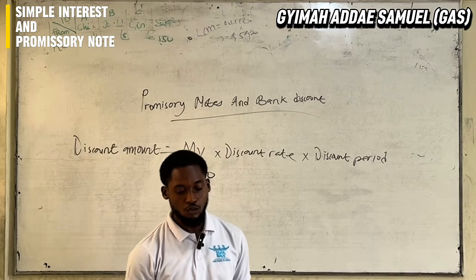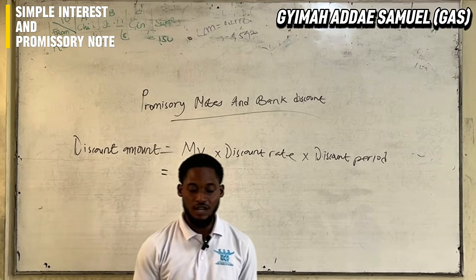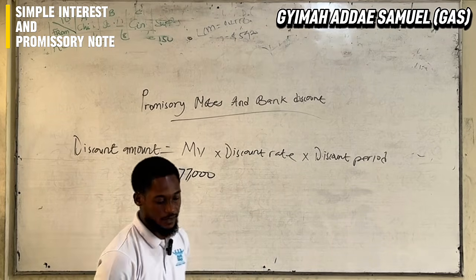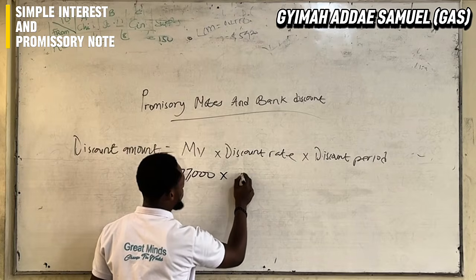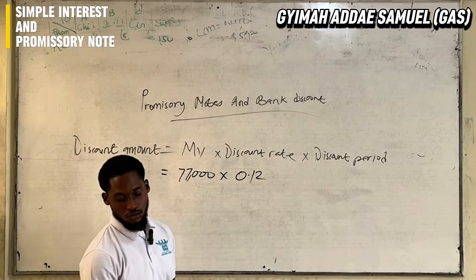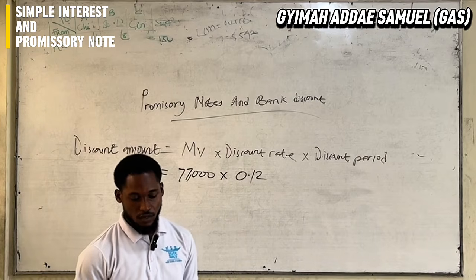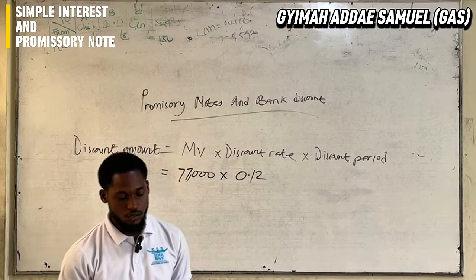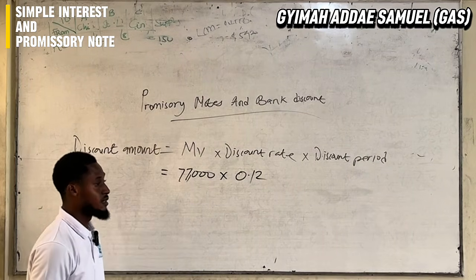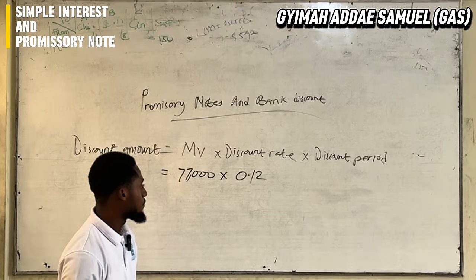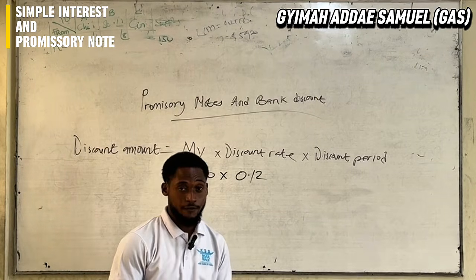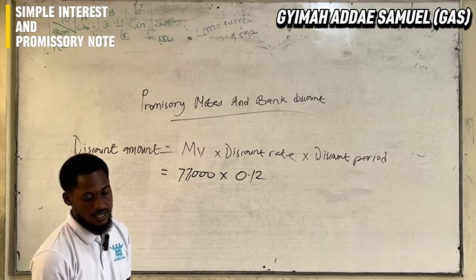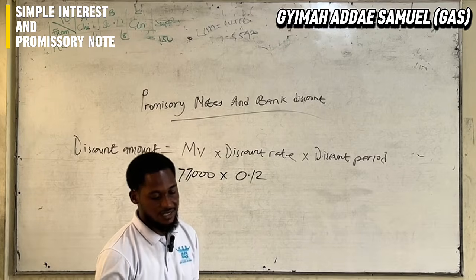The question in the II said Mamaga Kekeli Investment Company could not wait for the note to mature and decided to transfer the note to Lakayana Financial Services on October 5th at a discount of 12%. So the discount rate here is 12%, which is 0.12. Now what we are left with is to compute our discount period, so let's get it before we fix the amounts in.